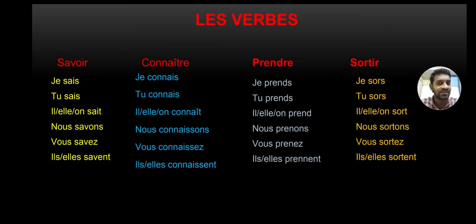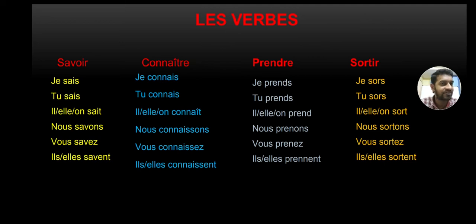Okay, the difference is savoir will be used for information, facts and so on that you know. And even for actions, you know how to do that and so on, you'll be using the verb savoir. Whereas connaître will be used to talk about persons and places. I know Paris, I know this person. We'll be using the verb connaître, and also for something like poems and songs and so on, we'll be using connaître.